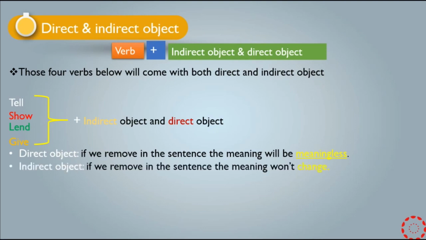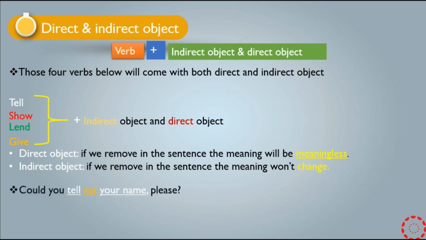And what about indirect object? If we remove the indirect object in the sentence, the meaning won't change. It means the sentence doesn't lose its meaning. It won't change. But if you remove the direct object, it will be meaningless.